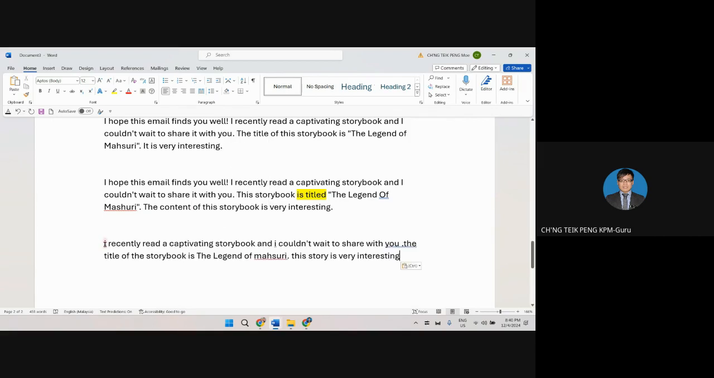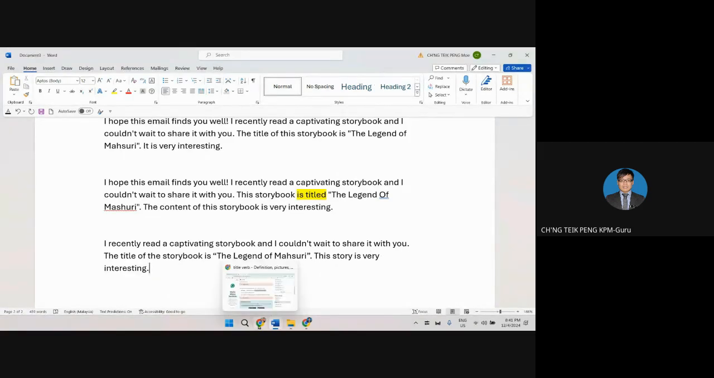Okay, I recently read a captivating storybook, and I couldn't wait to share it with you. So again, the same mistake. Okay, 那个 punctuation 要看好咯。The title of the storybook is The Legend of Masuri. 那个 Masuri 要打好。And then this story is very interesting. Okay, good. The rest is fine.